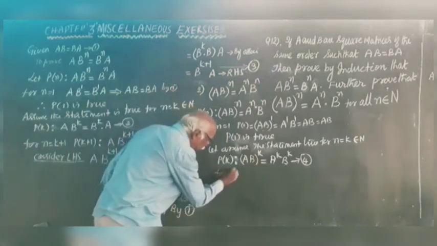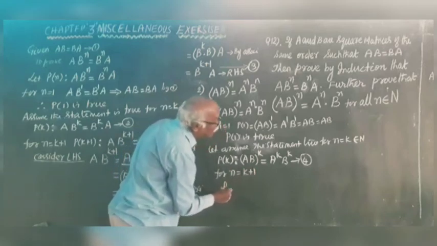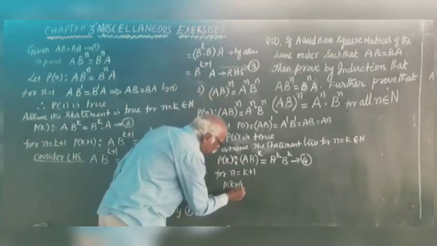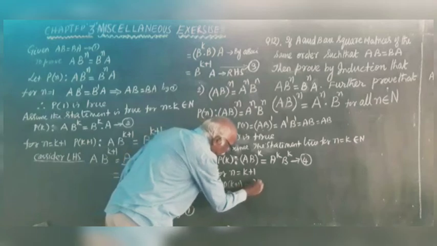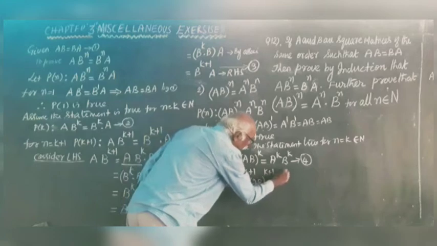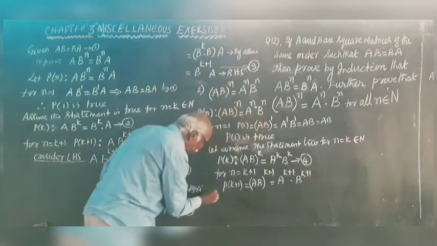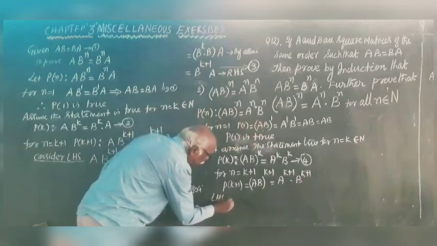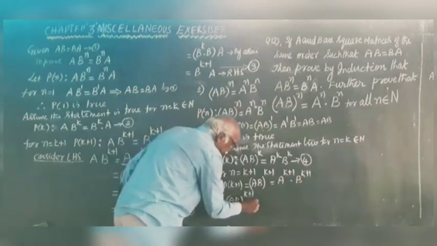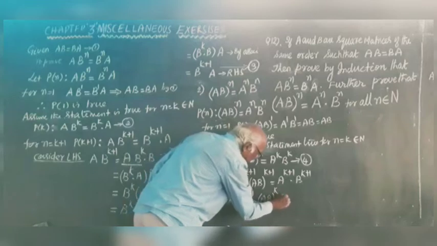Now for n equal to k plus 1, P(k+1): (ab)^(k+1) equal to a^(k+1) into b^(k+1). Here, (ab)^(k+1) equal to (ab)^k into ab.